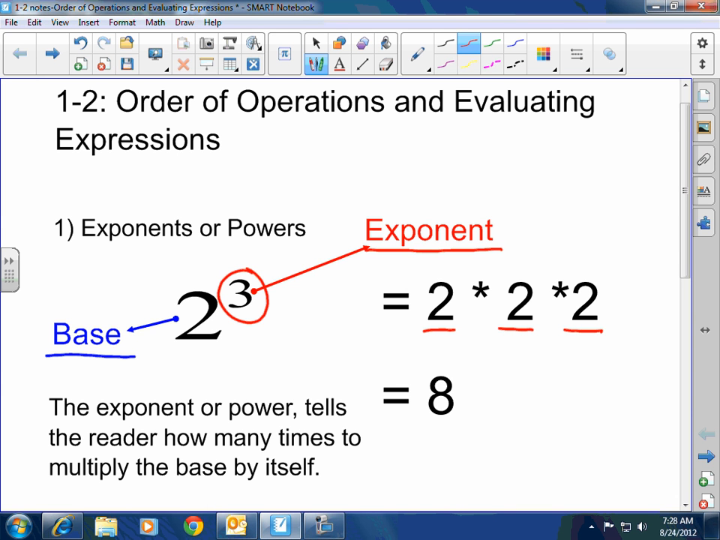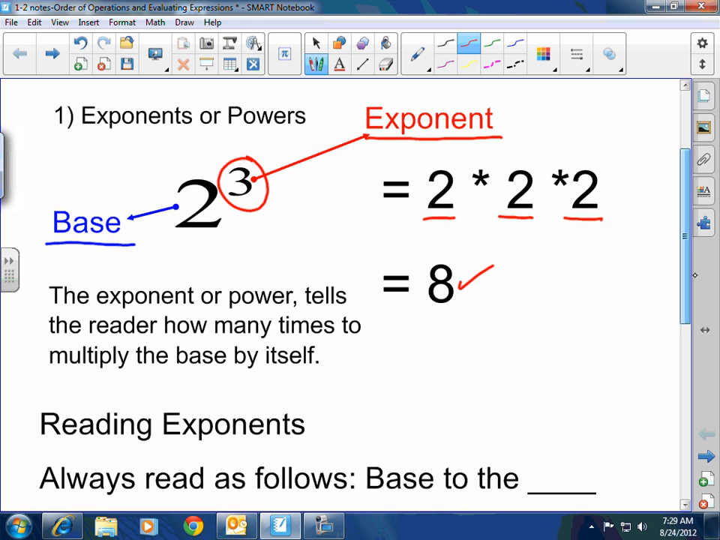So 2 to the third power is going to equal 2 times 2, which is 4, times 2, which is 8. So that's an exponent or power. Okay? Very simple, very easy to work with.